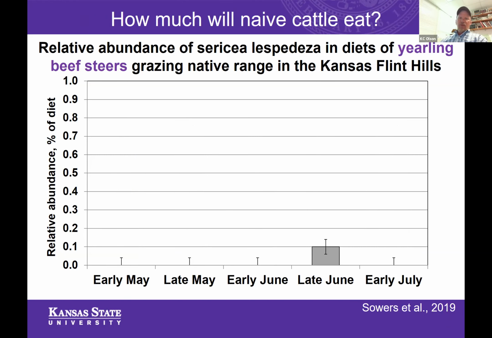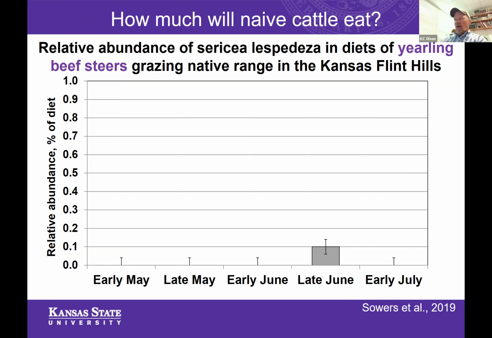Here's a bigger question. How much Sericea will naive cattle eat? By my calculations, folks, about 70% of the AUMs in the Kansas Flint Hills are occupied by transient yearling cattle that come from all points of the compass. They don't have any experience grazing in this ecosystem.